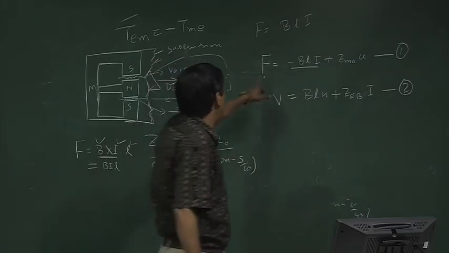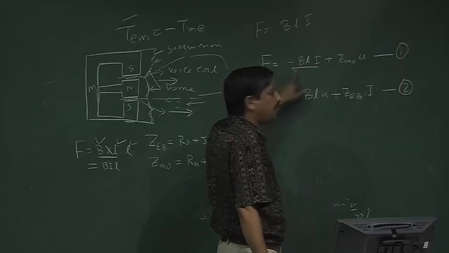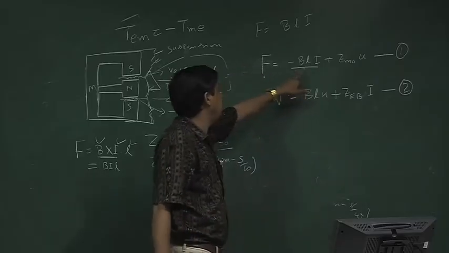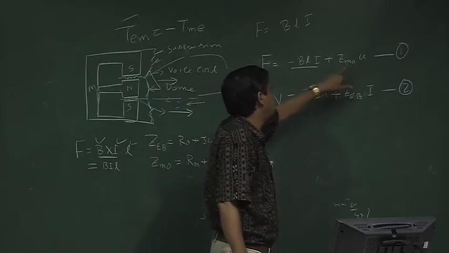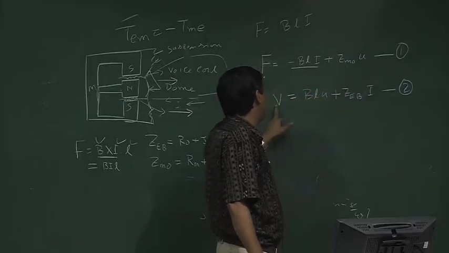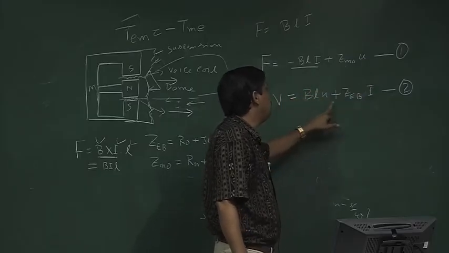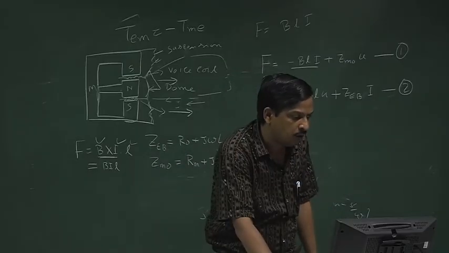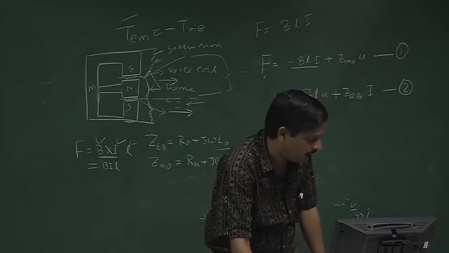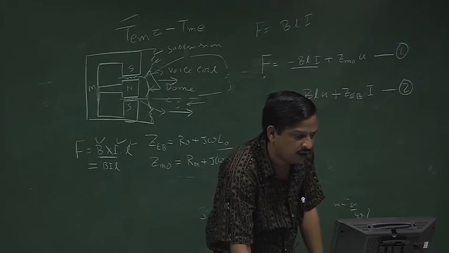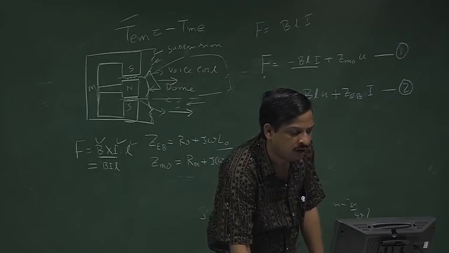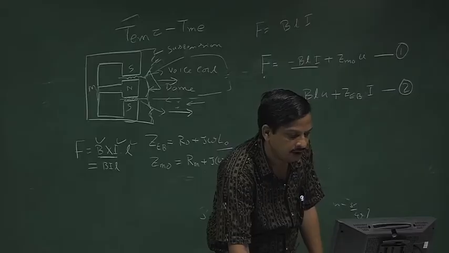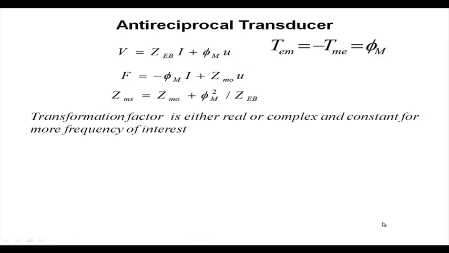So, force minus BLI plus ZMO into U, voltage BLU plus ZDB into I, which is the canonical equation of that anti-reciprocal transducer. What is there? Canonical equation of the anti-reciprocal transducer. If you see the slides, this is nothing but a ZDB into I plus BLU.